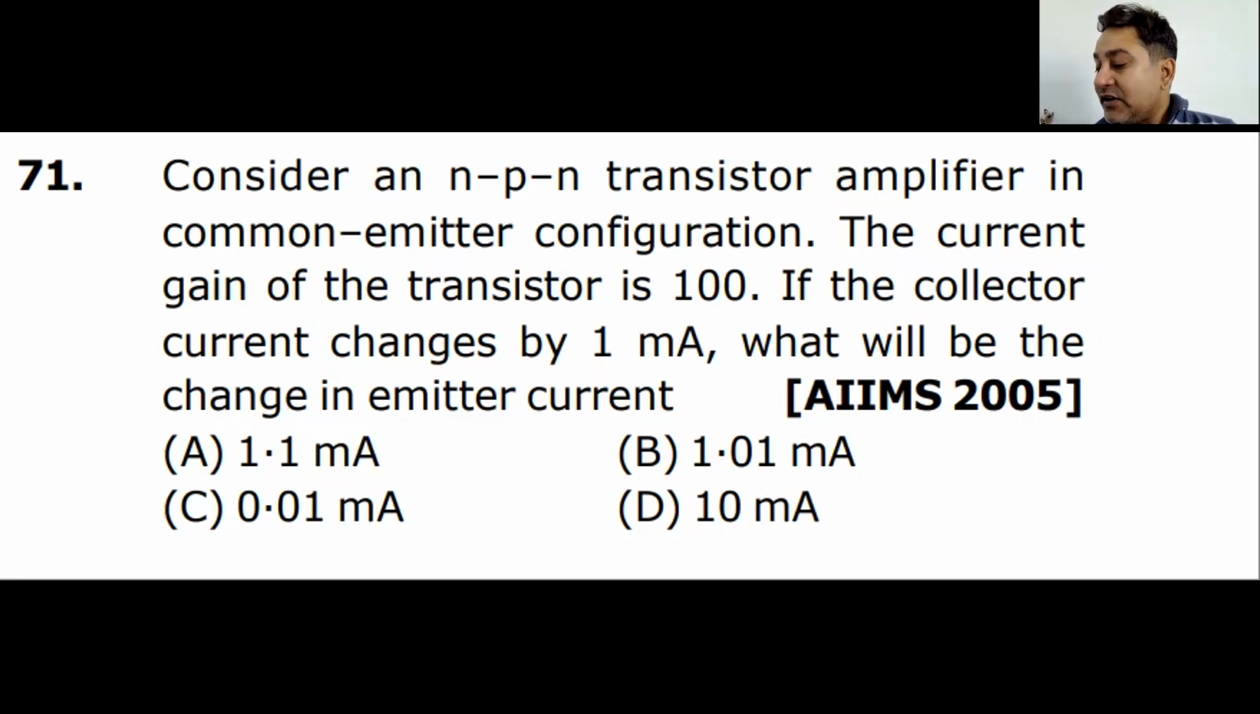Consider an NPN transistor amplifier in a common emitter configuration. The current gain of the transistor is beta. The collector current changes by 1 milliamp. What will be the change in the emitter current? This is how questions are framed.